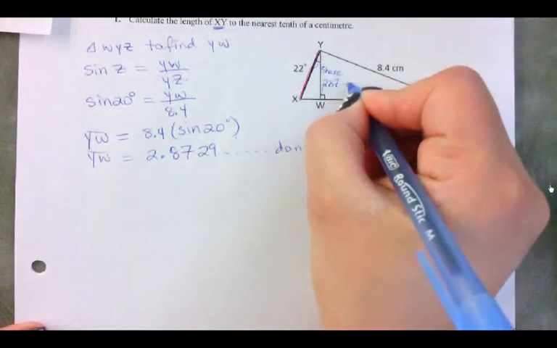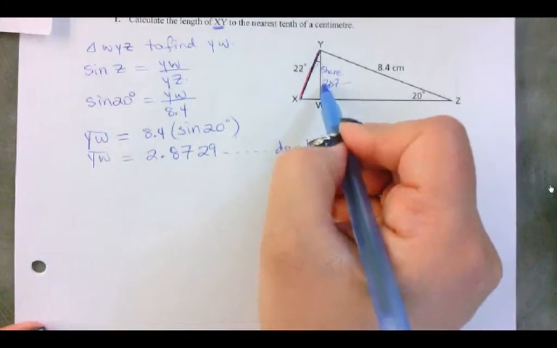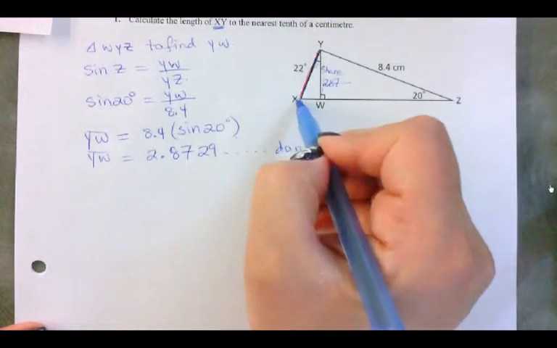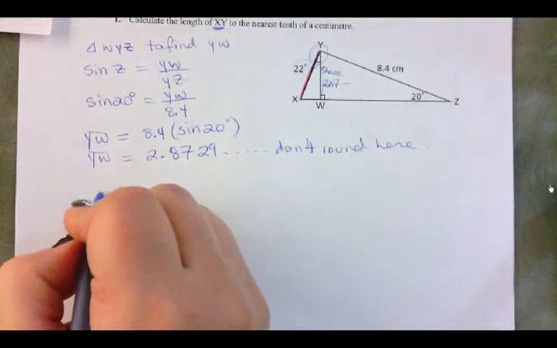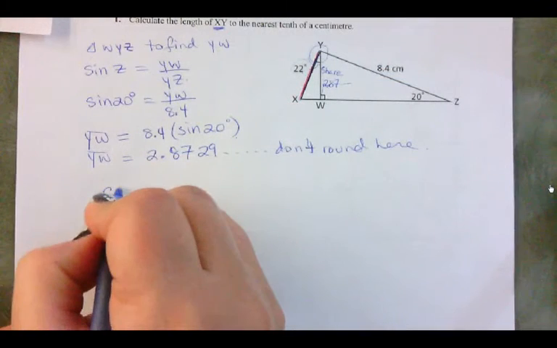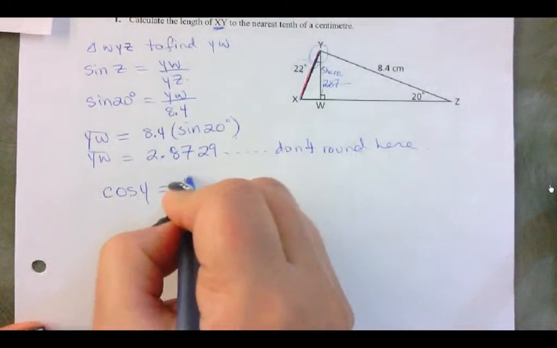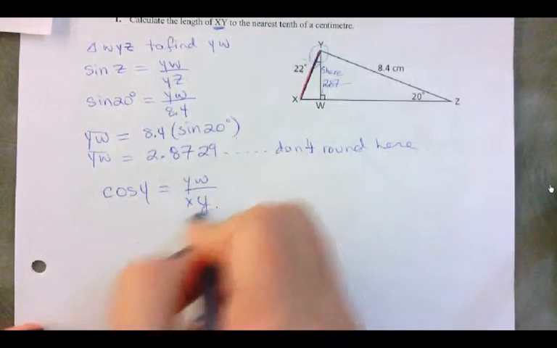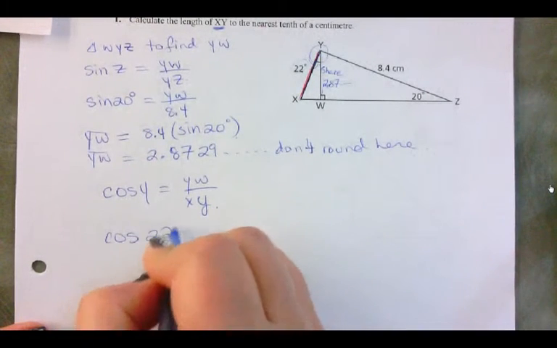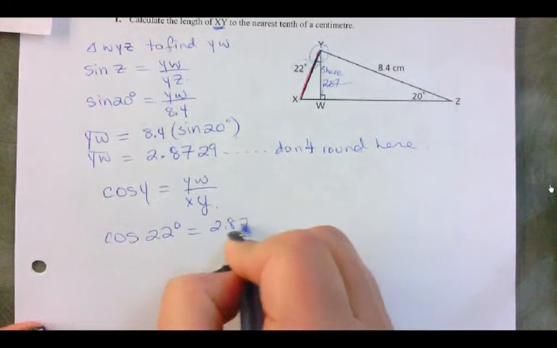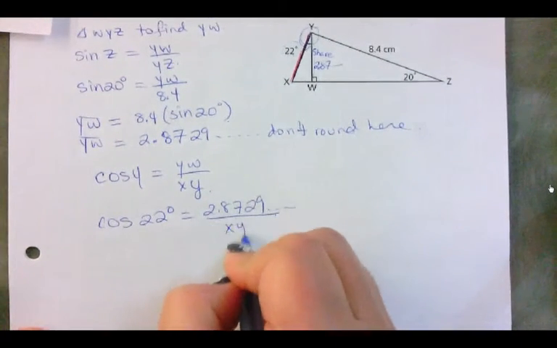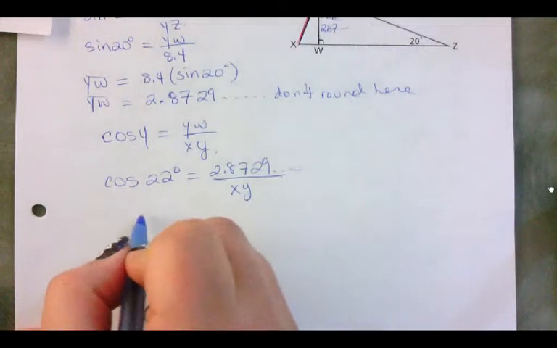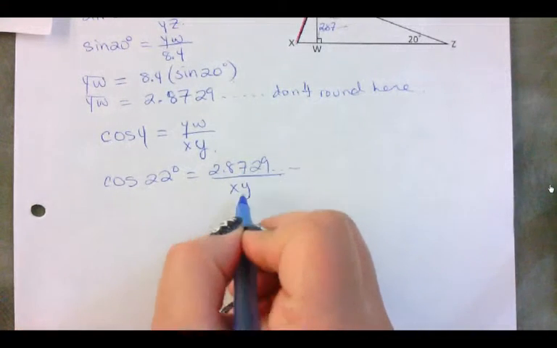So now we have a number for here, which is 2.87 something. And now we have enough information to figure out that line. This angle, by the way, goes right here. So let's use cosine of Y equals YW over XY. So cos of 22 degrees is equal to 2.8729 dot dot dot, that's the number we found, over XY. Alright, that's the adjacent over hypotenuse.